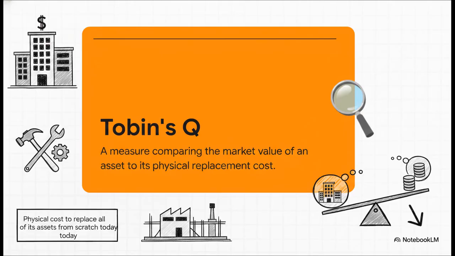And while we're on the subject of assets, we absolutely have to talk about Tobin's Q. This is such a brilliant academic tool, named after economist James Tobin. Instead of obsessing over accounting book value, Tobin's Q compares the market value of a firm to what it would physically cost to replace every single one of its assets from scratch today. Imagine literally rebuilding the whole shebang. If a firm's market value is sitting way below its physical replacement cost, theoretically, it's a steal.